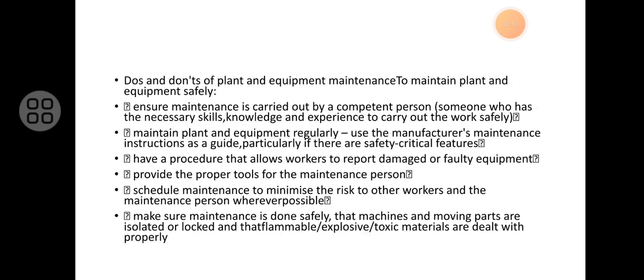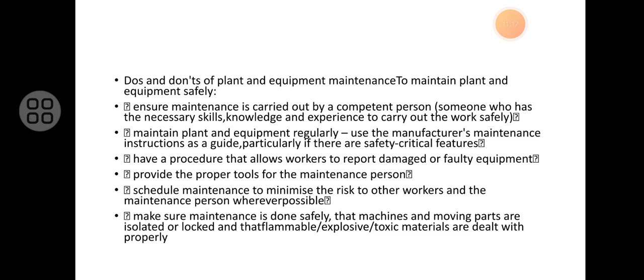And what are the do's and don'ts of plant and equipment maintenance? To maintain plant and equipment safely: ensure maintenance is carried out by a competent person. Maintain plant and equipment regularly. Use the manufacturer's maintenance instructions as a guide, particularly if they are safety critical features. Have a procedure that allows workers to report damaged or faulty equipment.